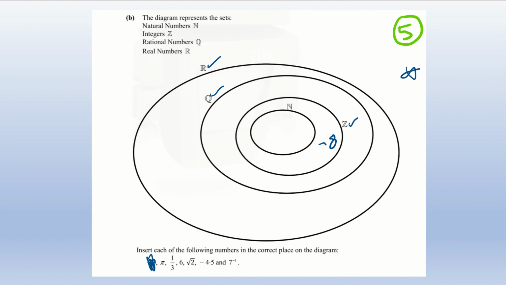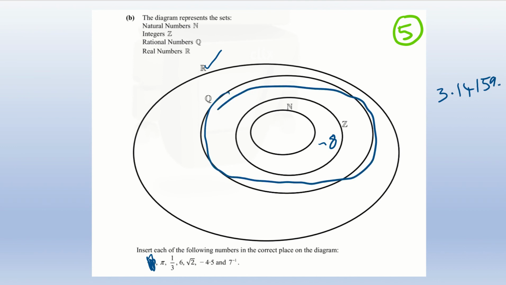And the next one we come to is pi. And again, we start our process again. So pi is a real number, but in our next step, is it a rational number? And it's not, because pi, as 3.14159 and so on, cannot be written as a fraction. So we cannot put it inside this circle here. So that was a quick and easy one, I suppose. Pi is out here.